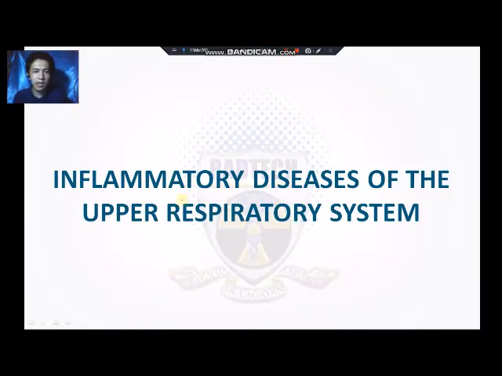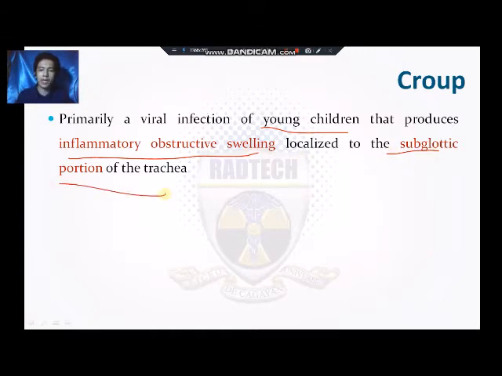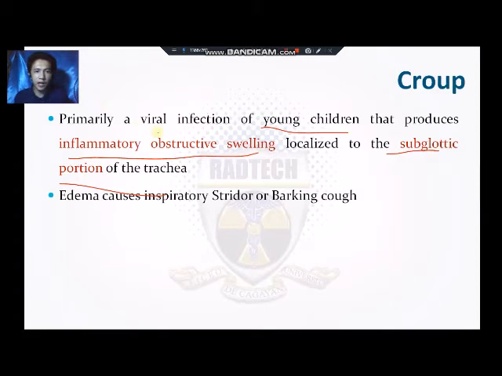Okay, so next we have the inflammatory diseases of the upper respiratory system. First one, we have croup. It is primarily a viral infection of young children that produces inflammatory obstructive swelling localized to the subglottic portion of the trachea. Okay, so if ever na ay swelling or na ay inflammatory nga mga processes, sometimes it may also cause edematous formation. So edema causes inspiratory stridor or barking cough.